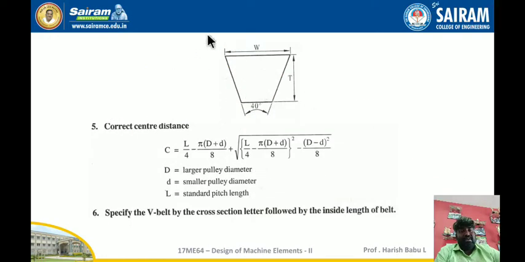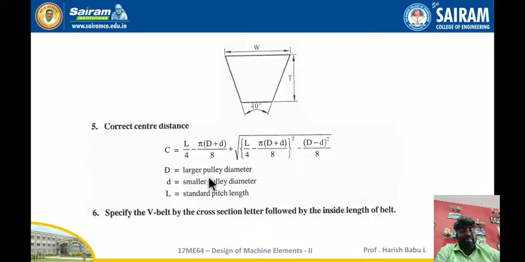So once you have selected that, calculate the i value, number of belts, then go for the correct center distance. C is equal to L by 4 minus pi D plus d by 8, plus root of L by 4 minus pi D plus d by 8 whole square minus D square by 8.